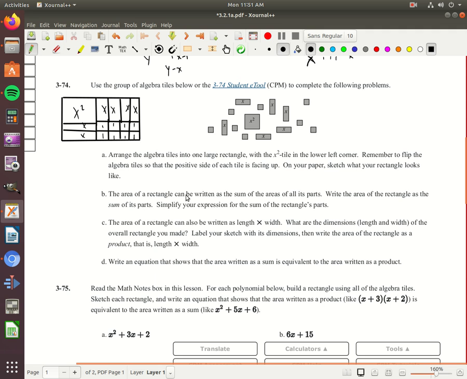So it says the area of the rectangle can be written as the sum of the areas of all of its parts. Again, sum means I'm going to add up the middle. So I have an x squared. I have 1, 2, 3, 4, 5, 6 x's. And I have 1, 2, 3, 4, 5, 6, 7, 8 ones. It says the area can be written as the side lengths, right? So this is x plus 1 plus 1. So this side length is actually x plus 2.